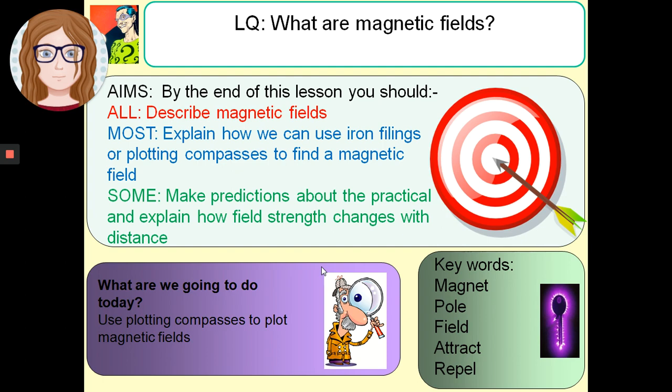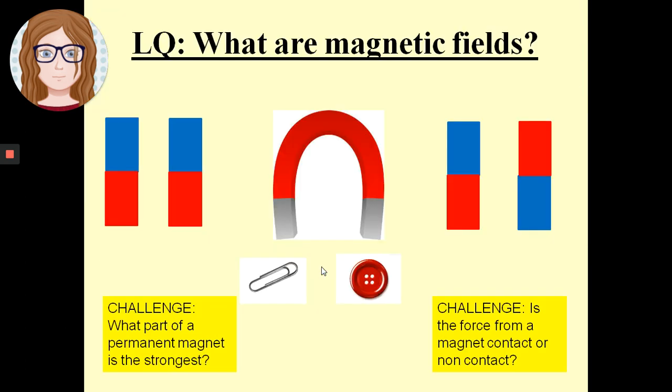The keywords that I came up with for the lesson are magnet, pole, field, attract, and repel. What words did you come up with? Have you got any of the same words as me? Back to our do it now then. What are magnetic fields? That's our question. We're going to get to that shortly. But what about these magnets?